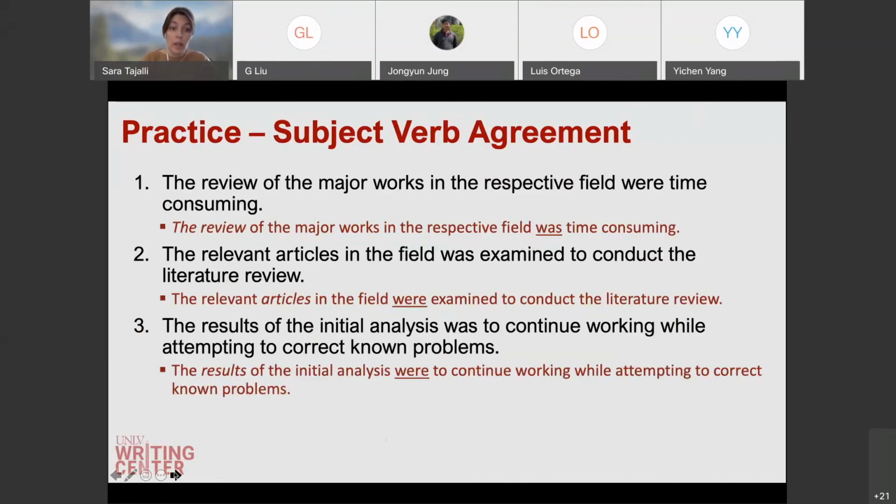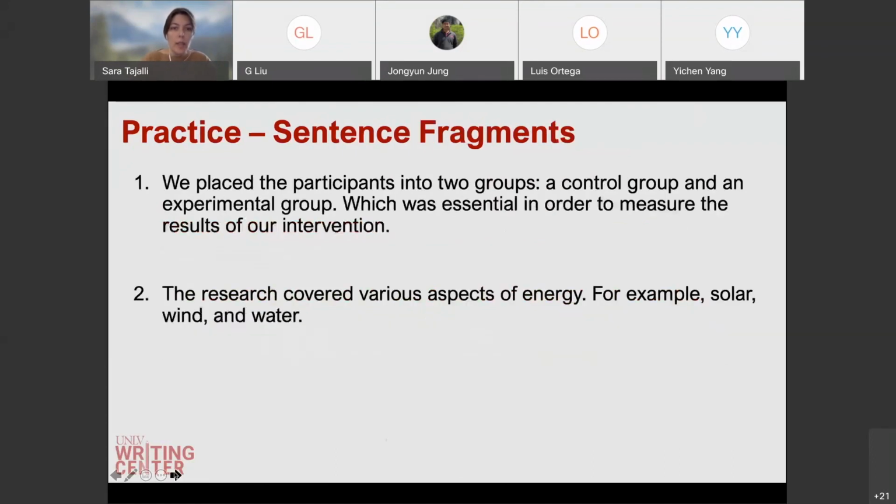Right, the results. So the results is the subject and the results were to continue. All right, awesome. So let's look at sentence fragments. We place the participants in 2 groups, a control group and an experimental group, which was essential in order to measure the results of our intervention.